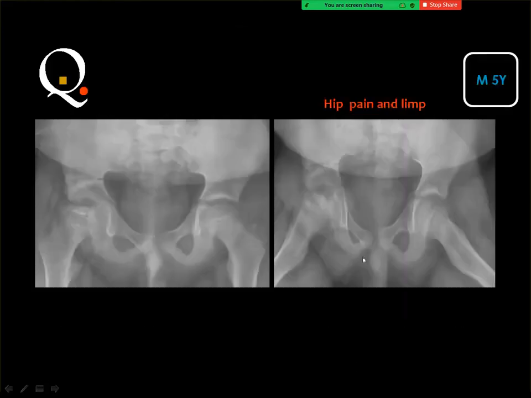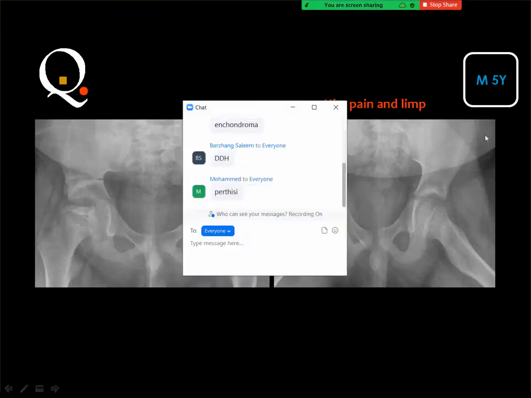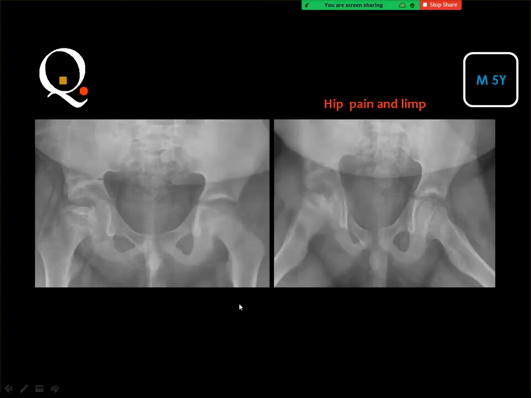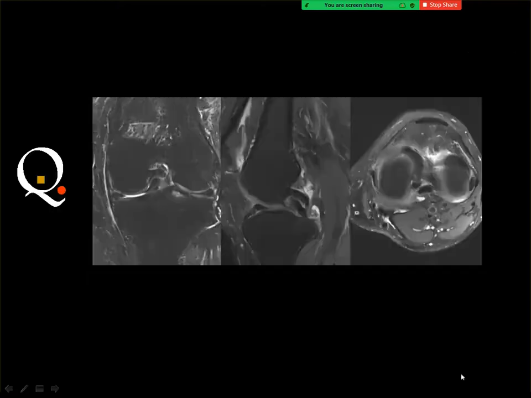The next case is a child with hip pain and limping. Yes, and this is Perthes disease, and it's not developmental hip dysplasia. You can say this, and Perthes disease is also a right answer. And you see the significant flattening of the right capital femoral epiphysis and widening of the acetabulum. And also you may appreciate some sclerotic reaction in the affected epiphysis.